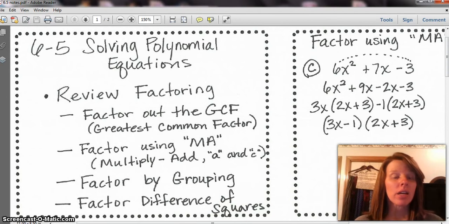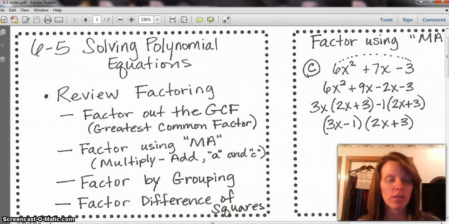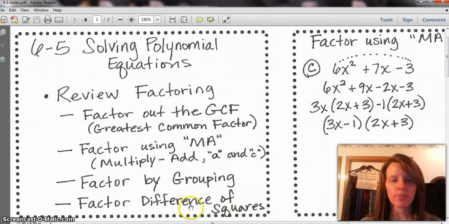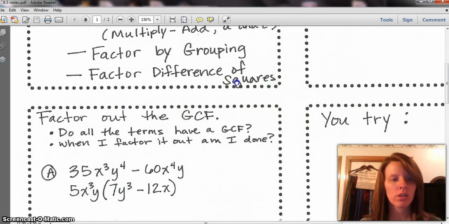Okay, here's the factoring review that we're going to do in Chapter 6, Section 5. We're going to review factoring out the GCF, which is greatest common factor, factoring the MA method, which stands for multiply add, factoring by grouping, and then factoring the difference of squares. And we have done all of those.